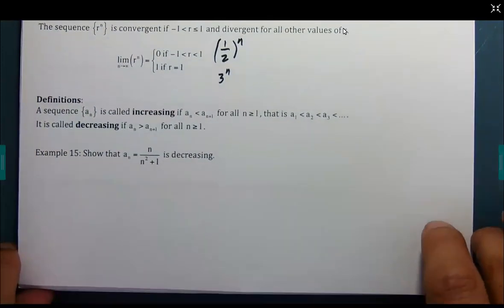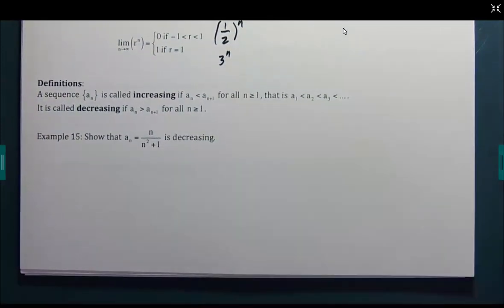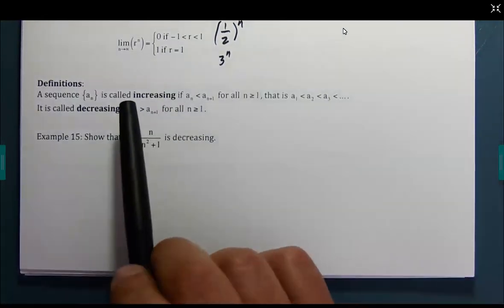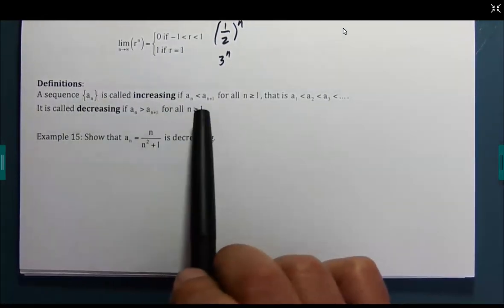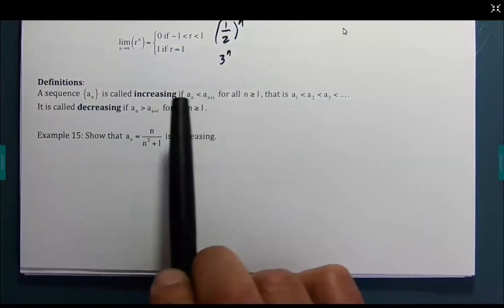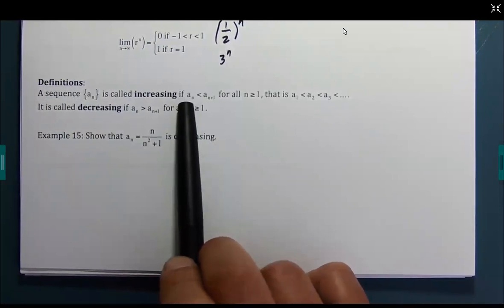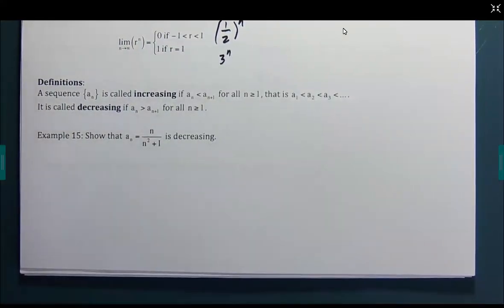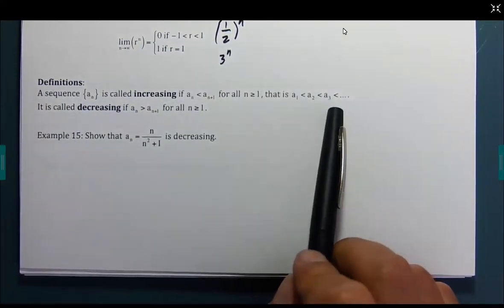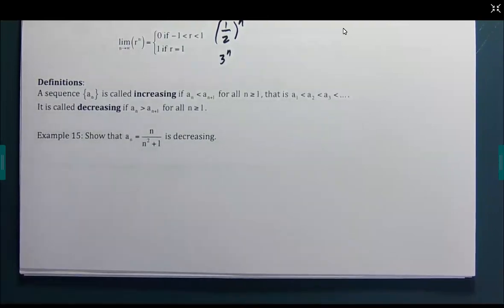All right, let's talk about increasing and decreasing just shortly with sequences. So a sequence is increasing if every term as it goes in order gets bigger and bigger and bigger. So the previous term is always smaller than the upcoming term and so on. Yeah, just like we have here. It's decreasing if it's the other way around, if each next one is getting smaller and smaller and smaller.